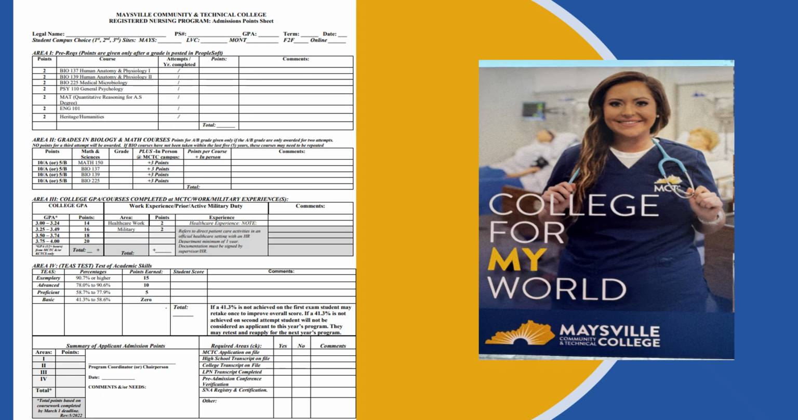So if you've taken and completed your Bio 137, Bio 139, Bio 225, then you would get 2 points for taking those. If you are currently taking Bio 137 or 139 and you're in the middle of the class when you turn in your application, we will not give you 2 points for that because you have not completed it.